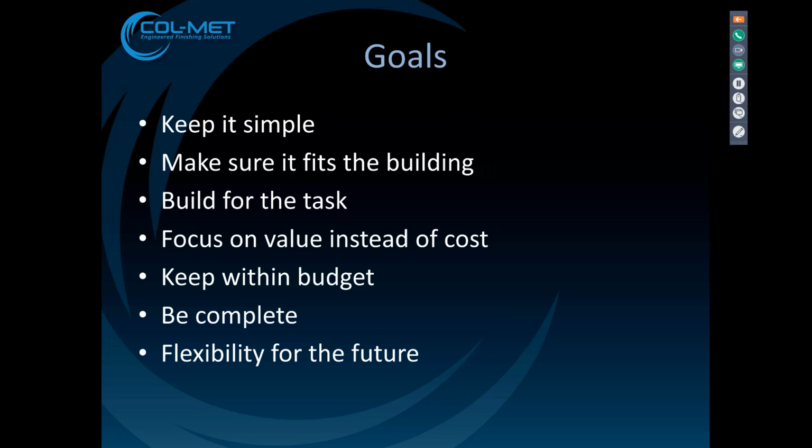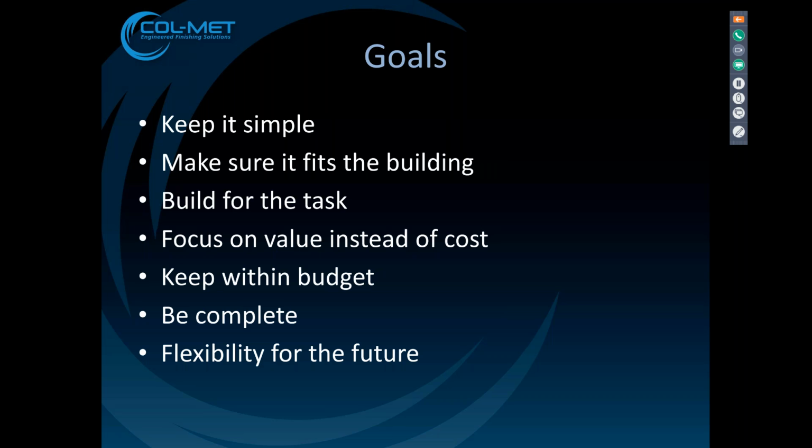And we need to focus on value instead of cost. What's the value of providing the solution to the problem the customer's having? This is capital equipment, and there is a cost involved, and a full finishing system can cost a lot of money. But what's the value? What does that bring in terms of throughput? Help the customer with the return on investment and find out the value of this product instead of just the cost.